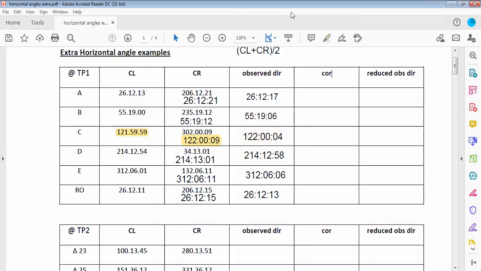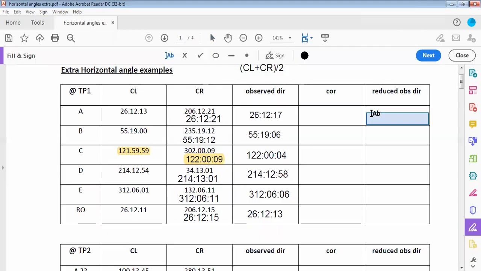Okay. So now we're moving on to the corrections. In order for us to do the corrections, we established that this is your first setup. At A would be your first setup, right? So we will always take our first observed direction and place it here. We will always place it at the first one.